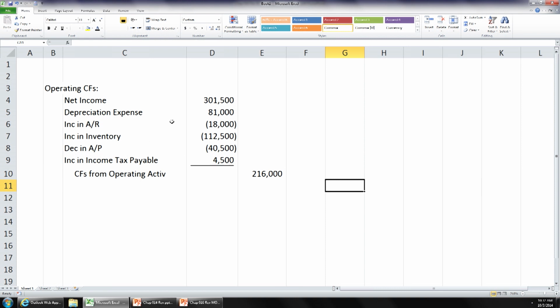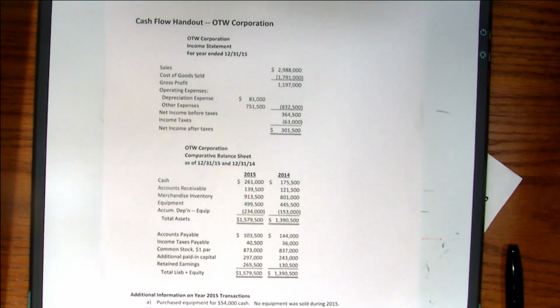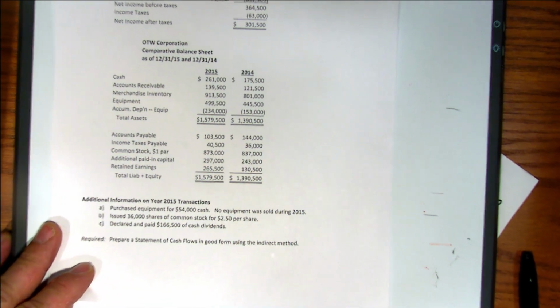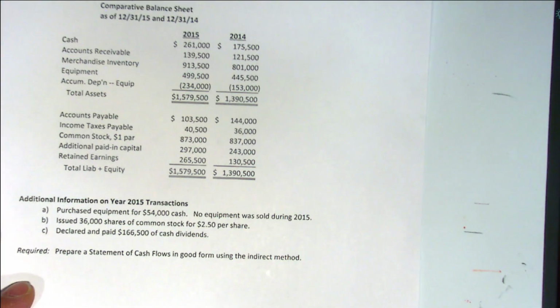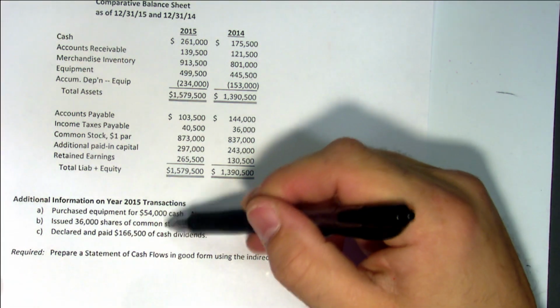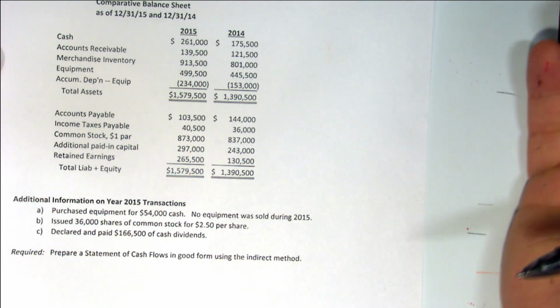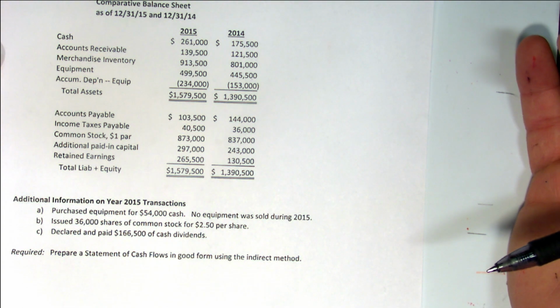Okay? Okay. Now, that is the first step in doing a cash flow statement. Are you with me? Now, let me tell you what the next step is. Listen carefully. This is good stuff. Okay? Let's go back over to the handout. At the bottom of your handout, you've got some additional information. Now, for homework purposes, this is given to you. This sort of information listed here is just given to you. In real life, this information would be readily available, okay, in your accounting records, okay?